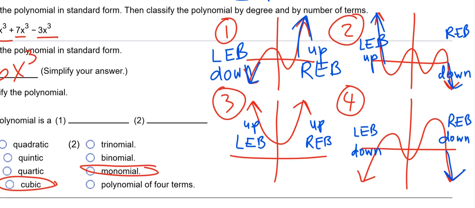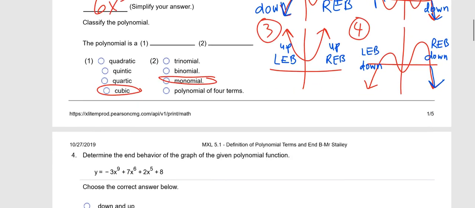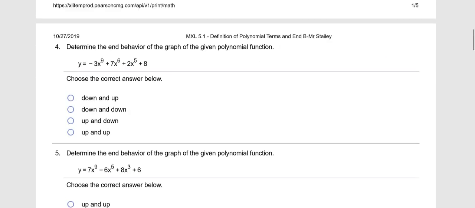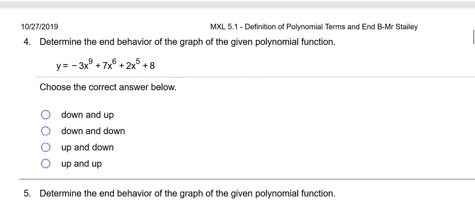If you look at question 4, look at the multiple choice answers. Those are the only 4 possibilities. Okay, so how do I decide what the end behavior is when I'm just looking at this equation?